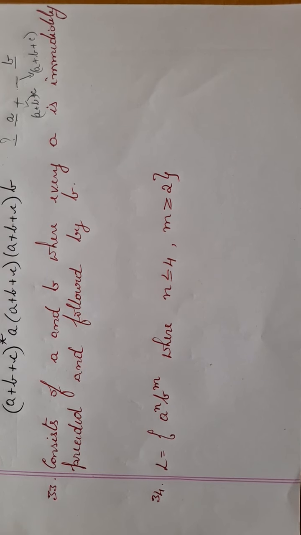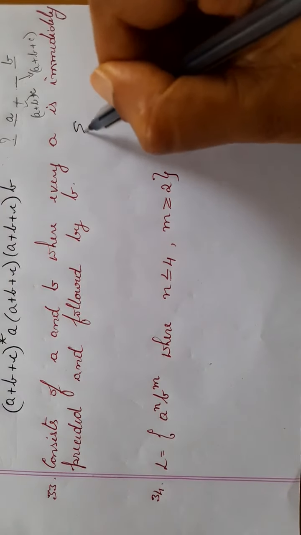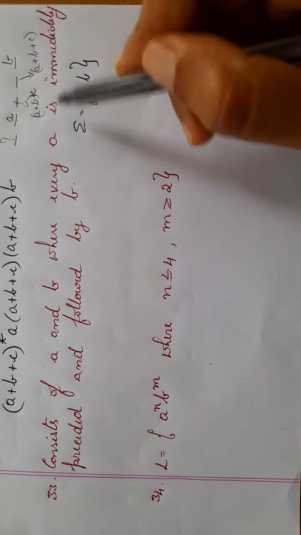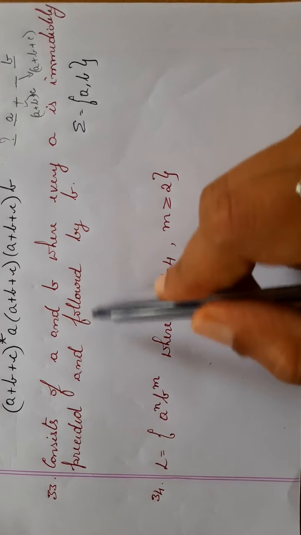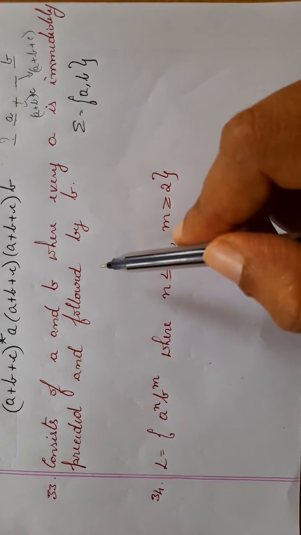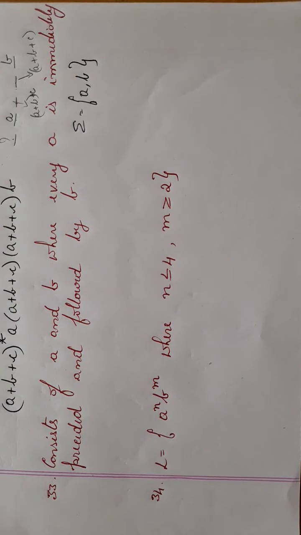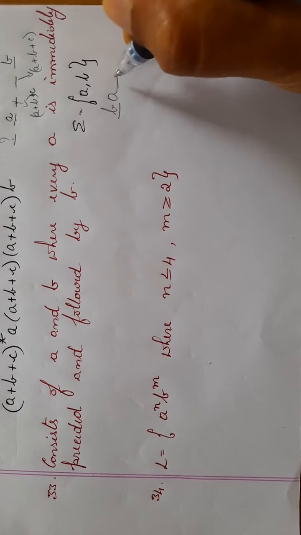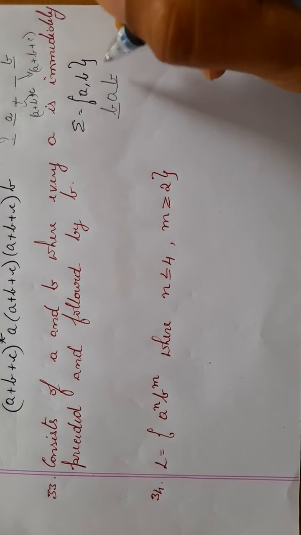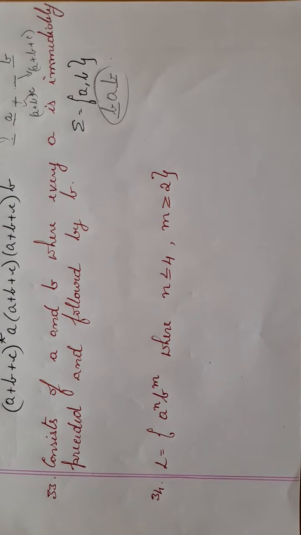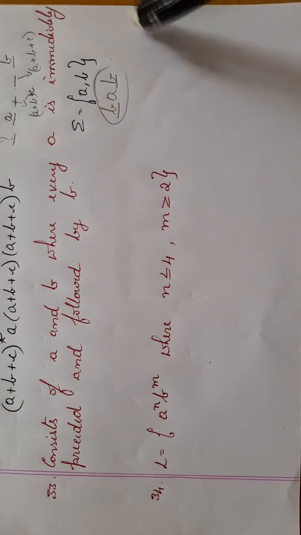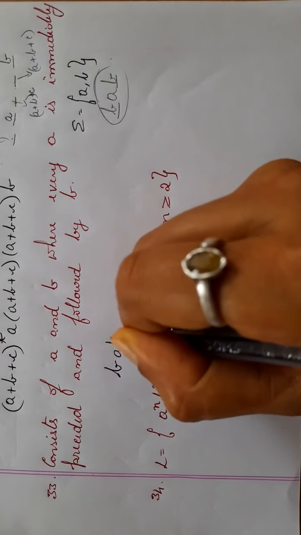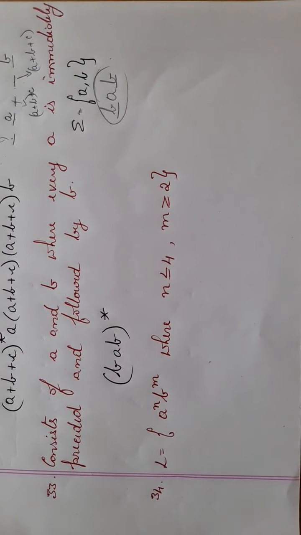Next one, the language is, the string consists of A and B, where every A is immediately preceded and followed by B. Every A is preceded by B and followed by B. So this is any time. Wherever I have A, before and after I should have B. That is B, A, B, any number of occurrences.